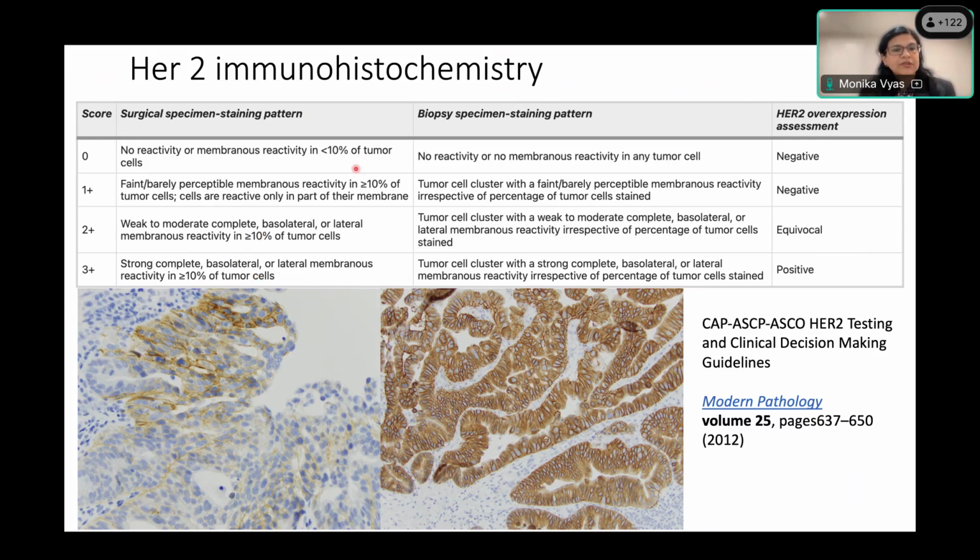So a 10% cutoff has been established for surgical specimens. But for biopsies, even if you see weak or moderate staining, either complete or basolateral or lateral membranous in a percentage of cells, usually you need it in a small cluster, so up to 5 cells, even if you have strong staining in that, you can call it positive. So any equivocal or 2+ staining would trigger a request for HER2 FISH. And for a score of 0 or 1+, you don't really need to do FISH.